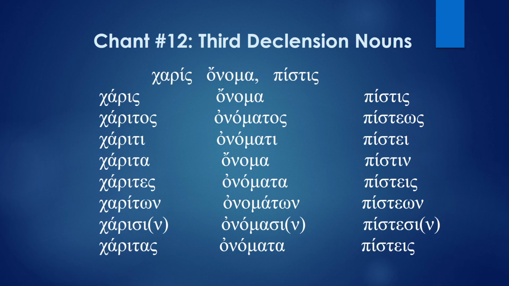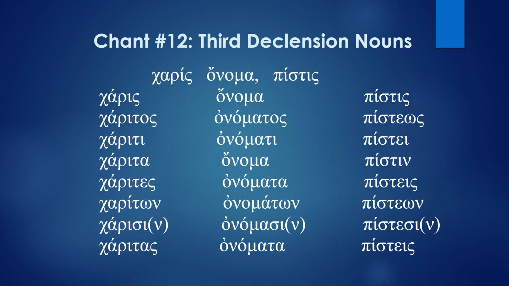Charites is the nominative plural, graces, for the subject of the sentence. Chariton is the genitive plural of graces. Charisi is the dative plural, to, by, for, at, with graces. Charitas, accusative plural, graces when it's used as the object of the sentence.